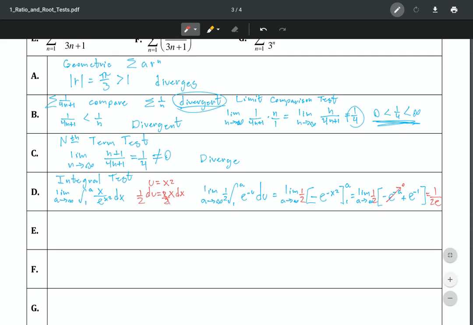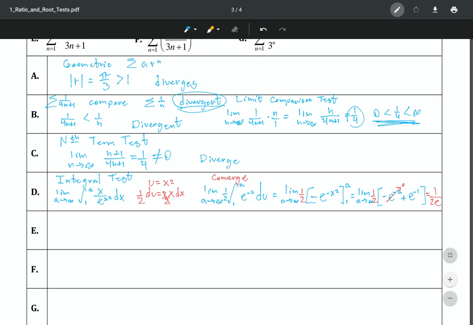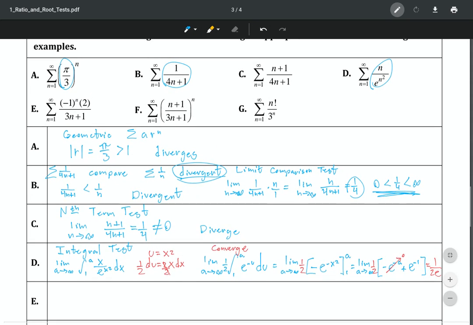Now, on the integral test, unlike the nth term test, what that says is if you get something other than 0, if you get any kind of number here like you were doing there, then the series will converge. Okay. All right, moving on. Integral test, not a whole lot of fun because you actually have to do a lot of work sometimes.